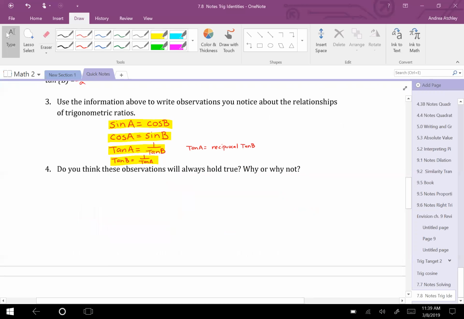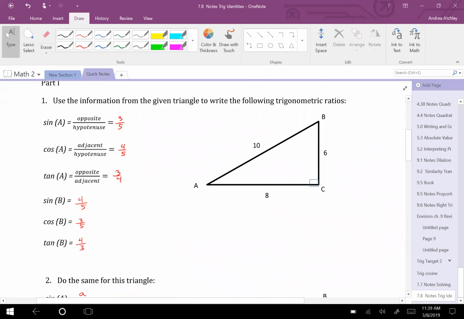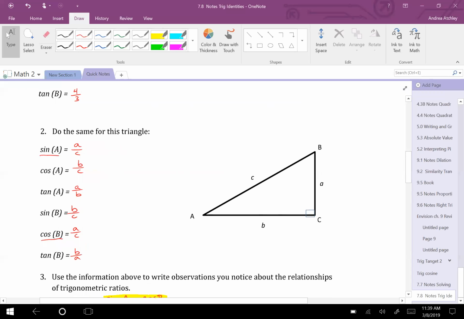Okay, do you think these observations will always hold true? Yes. And the reason why we can say yes is in the first example, we used numbers to prove it. But numbers can sometimes be deceiving. So in example 2, we used variables. And since variables can equal any number in the world, we prove that to be true with our variables. So that's how you can prove something's true, using variables.